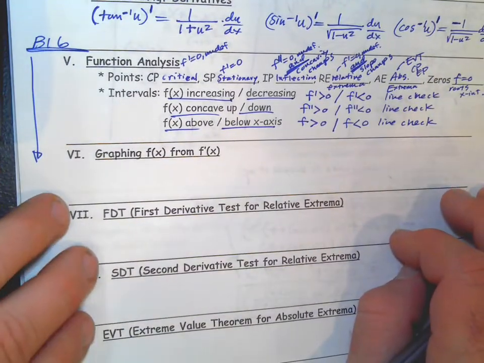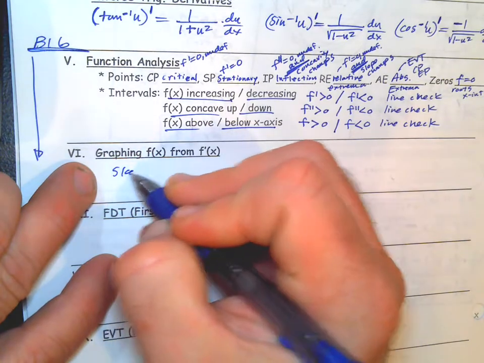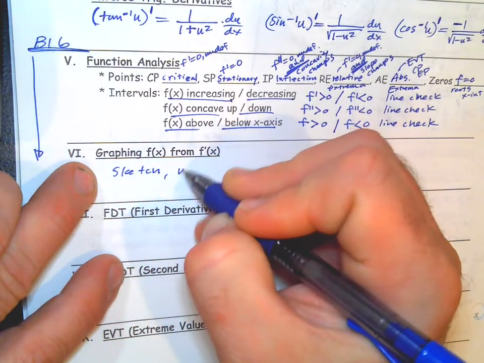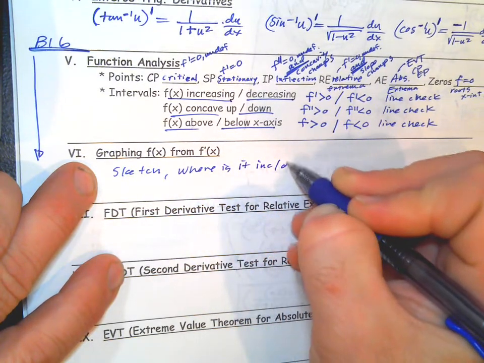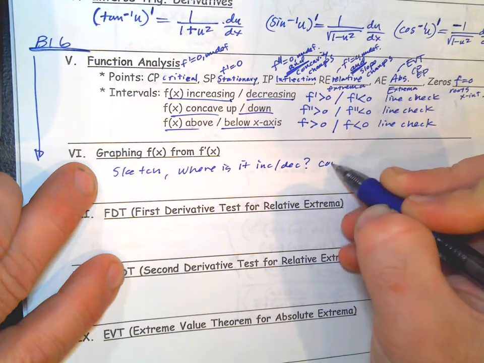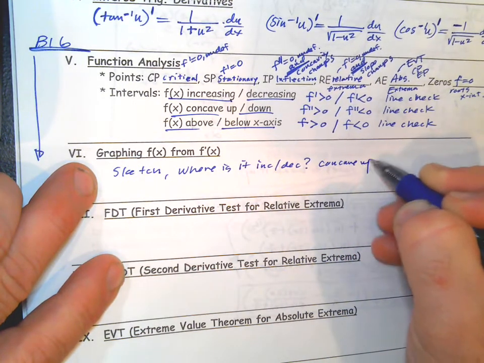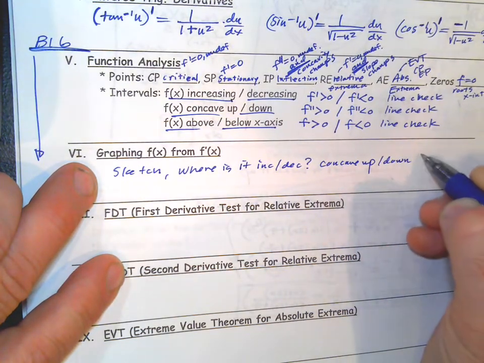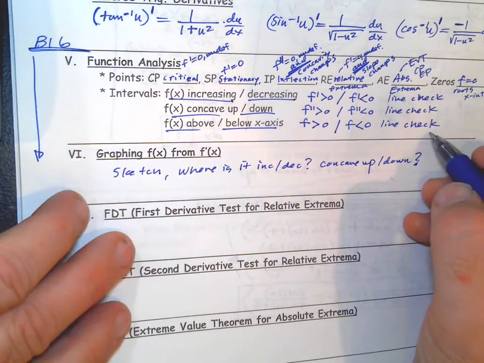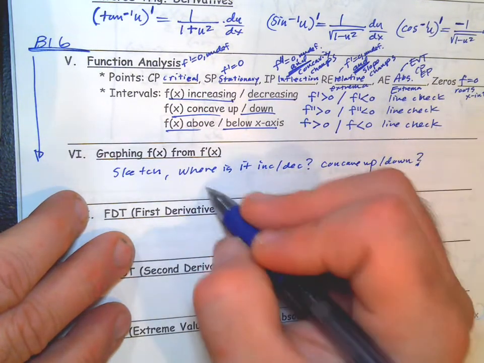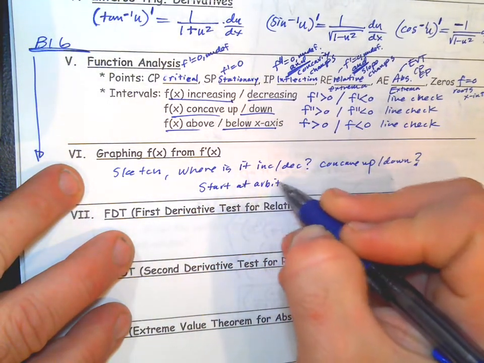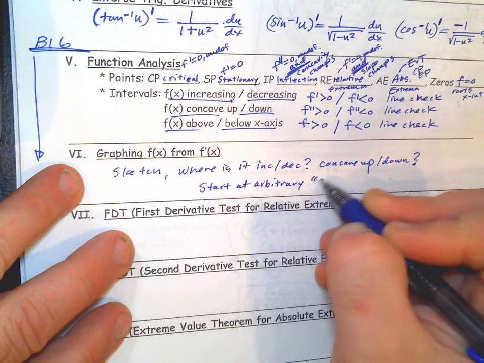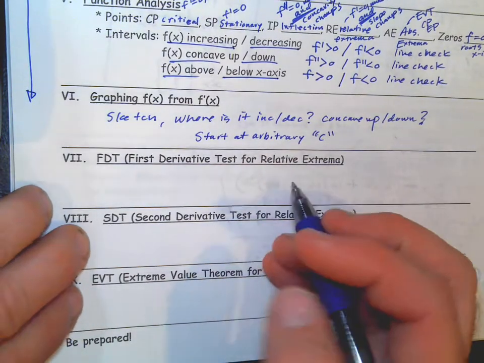Graphing f from f prime. These are rough sketches, right? You're asking yourself, where is it increasing or decreasing? Concave up or concave down, and we're drawing little quarter circles, okay? And you've got to start at some arbitrary value C. So we've done that.